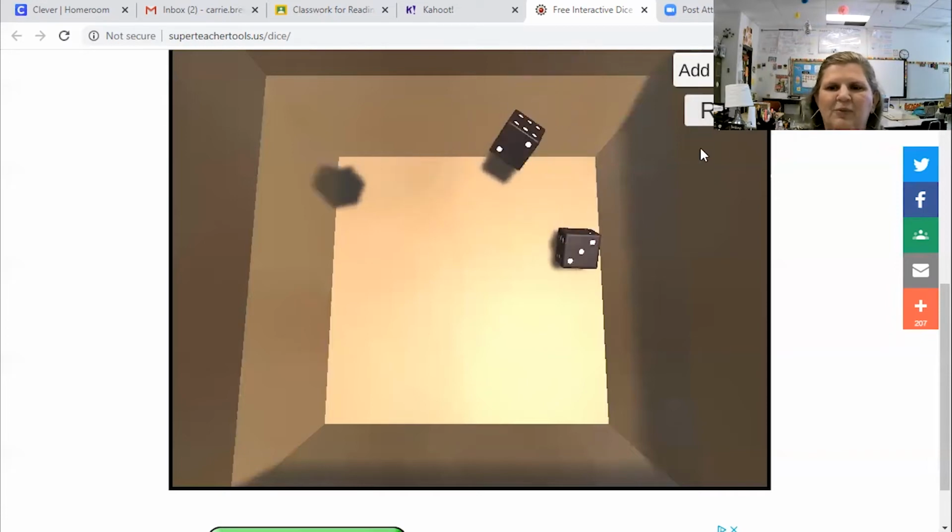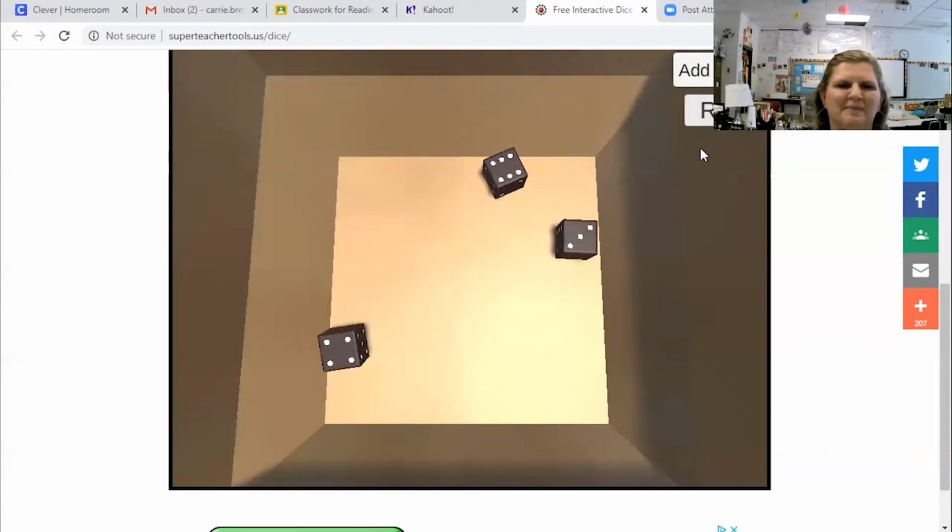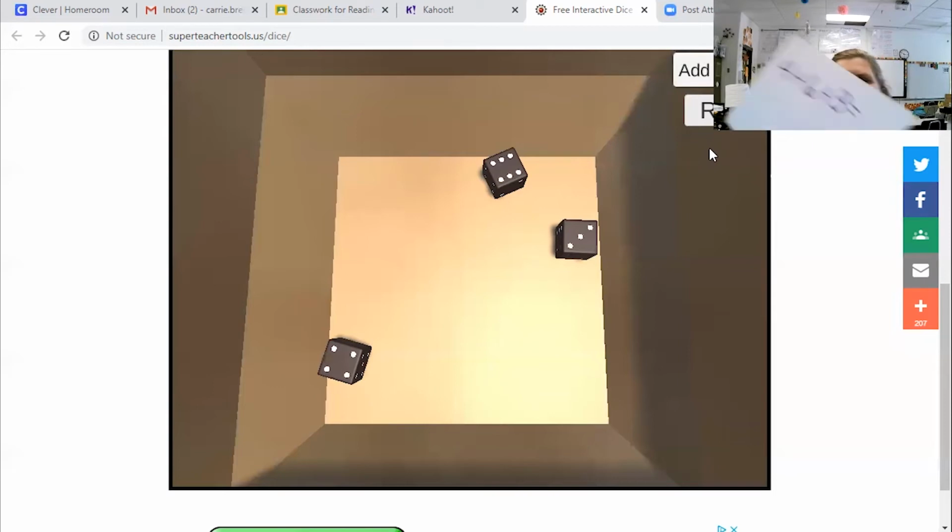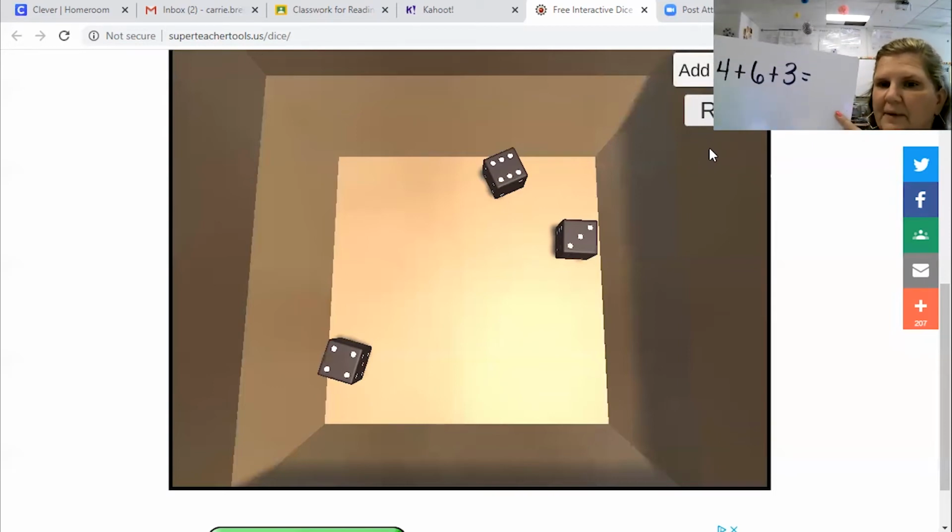Let's try again. We're rolling one more time. Rolling my dice. Okay, let's add this one up. And I'm going to write the equation while you're solving this one. What'd you get? Okay, let's see if you're right. Now I'm going to show you how I solved this one. I'm going to do a little think aloud here.